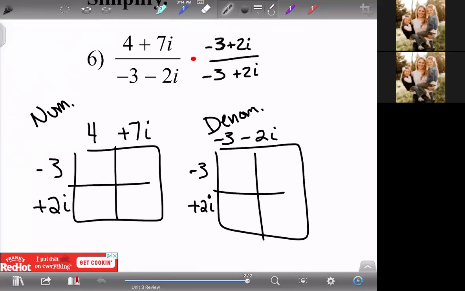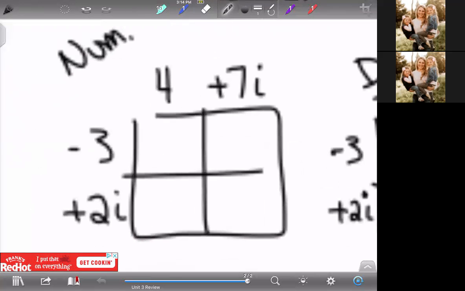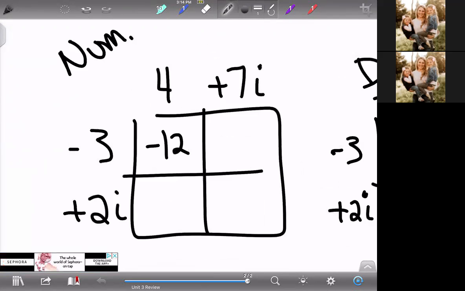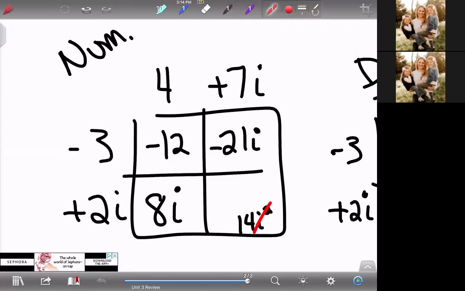So for the numerator, -3 times 4 is -12. -3 times 7i is -21i. 4 times 2i is 8i. Be careful with this bottom box. 7i times 2i is 14i squared. We talked about this week, we replace i squared with -1, and -1 times 14 is -14.